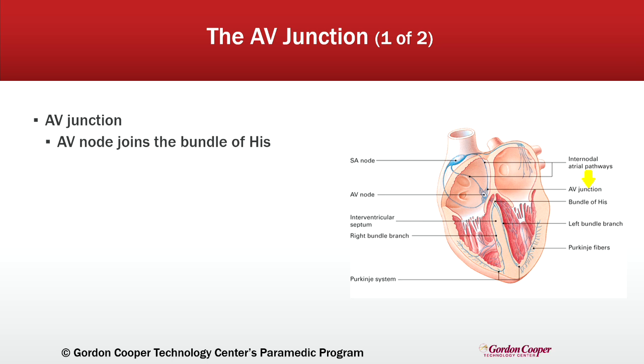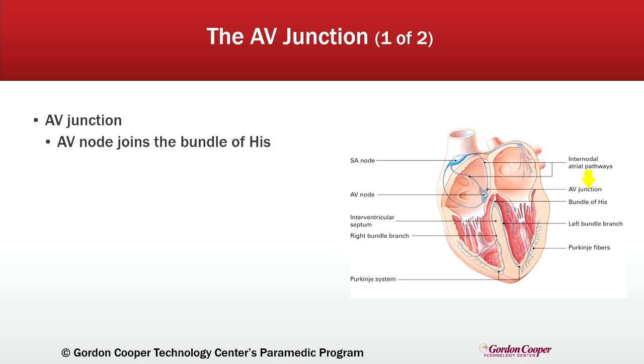Now that we talked about the AV node, let's move on to the AV junction. This is where the AV node connects with the bundle of His, which is kind of like the bridge between the upper and the lower parts of the heart's electrical system. The AV junction serves as that transition point between the atria, or the upper chambers, and the ventricles, those lower chambers. Once the electrical impulse is delayed in the AV node, it moves on to the bundle of His, which carries it down towards the ventricles.